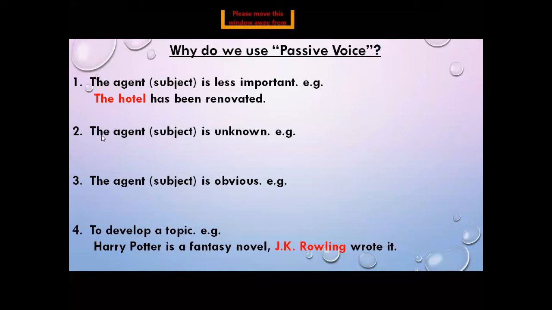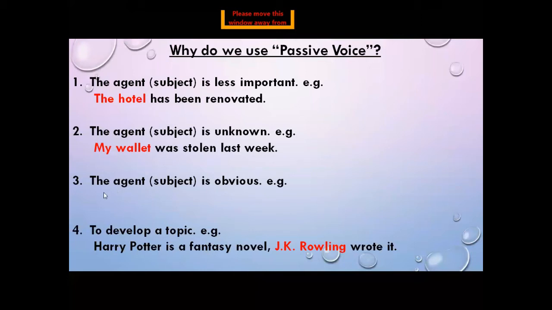The next reason: the agent, meaning the subject, is unknown. We do not know the subject. For example, the wallet was stolen last week. We do not know who stole the wallet. We just know the wallet was ours and it was stolen. So my wallet got stolen. The subject was unknown, so that's why we use just the passive voice. There is no need to use active voice.